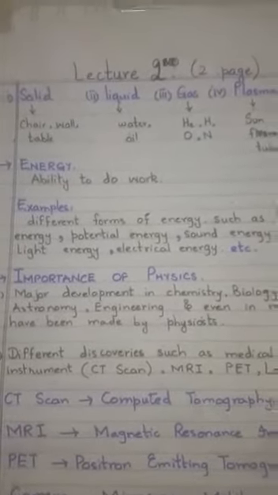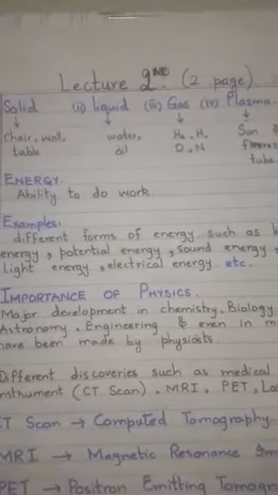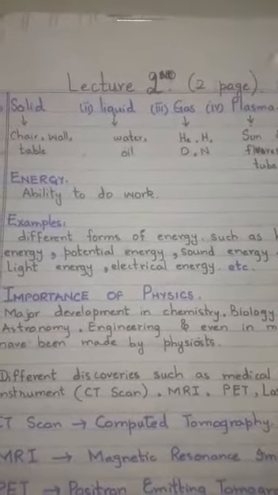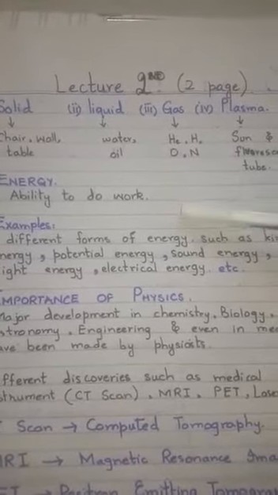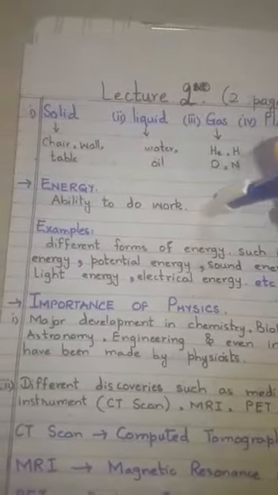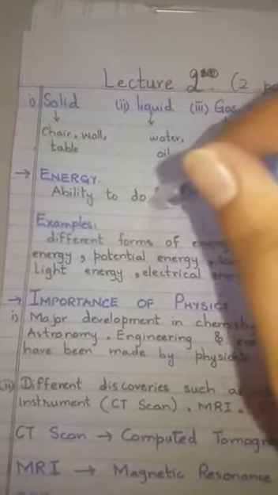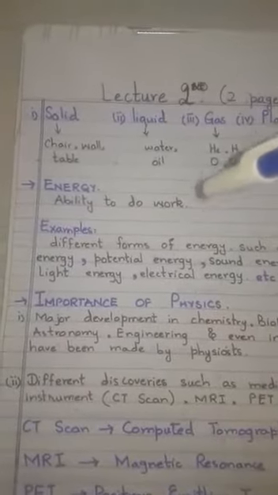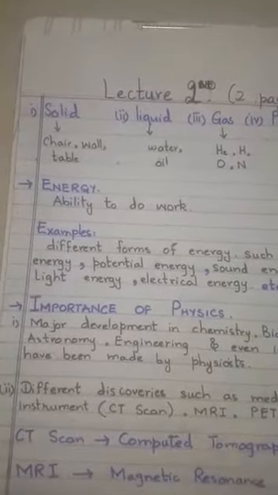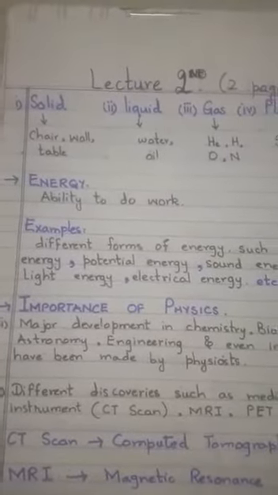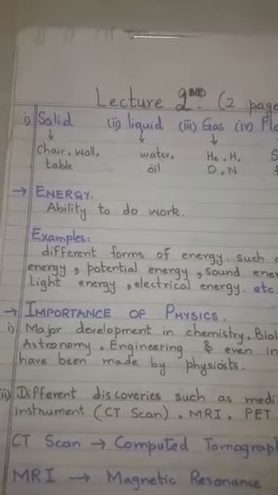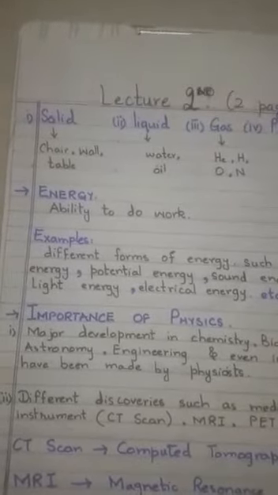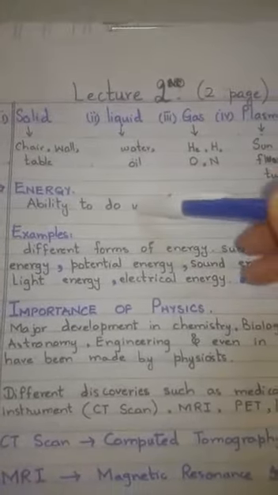Now, as I told you, physics is the branch of science which deals with the study of matter and energy, so the next term related to physics is energy. How can we define energy? Energy means the ability to do work. It is the capability of an object to perform any type of function or work.